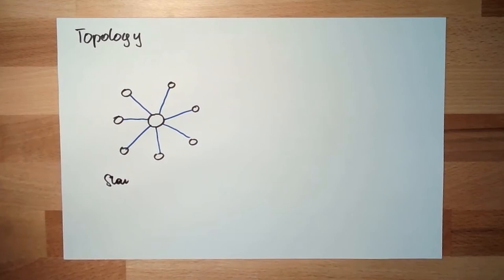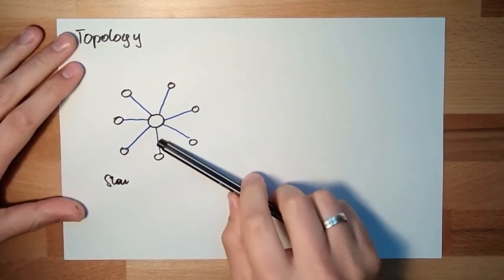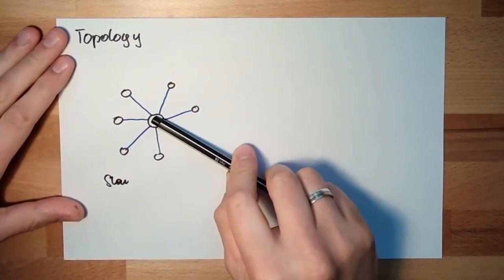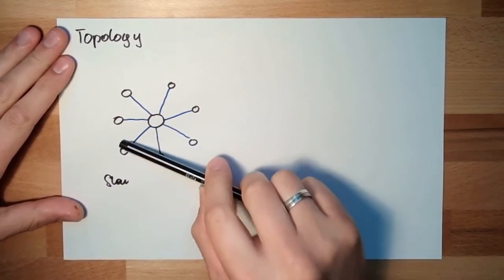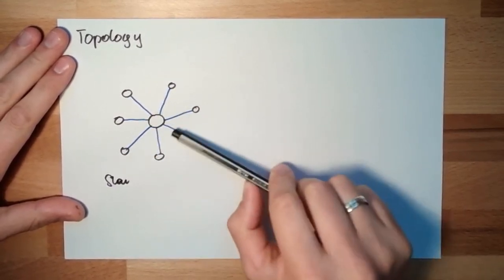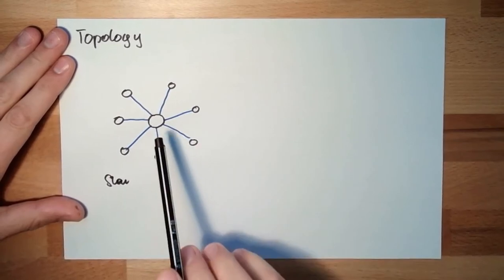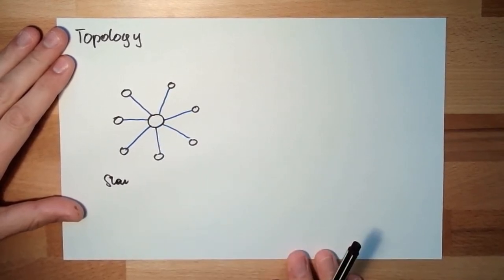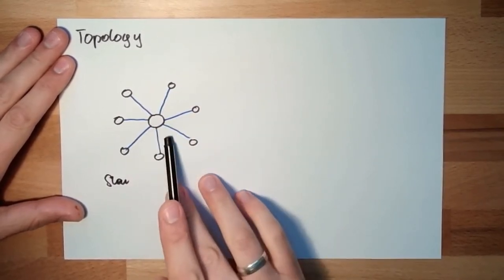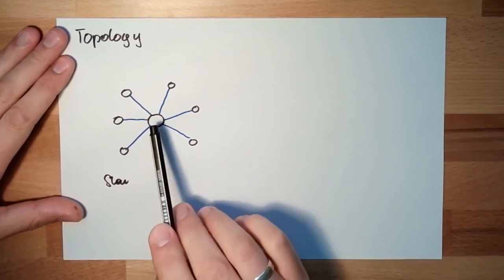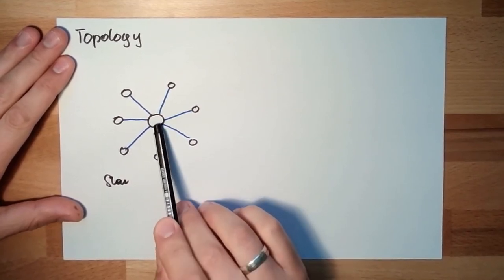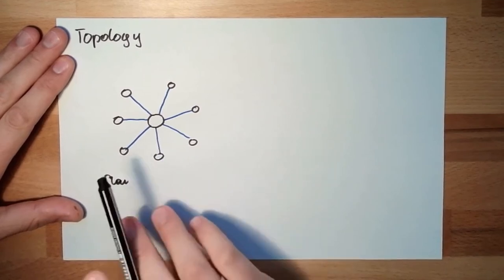The big advantage is that every communication is running over the central node. So if I want to know who is communicating with whom and where is the most traffic, I just have to ask the central node. The central node knows the traffic. But that's also the weakest point of this. If the central node fails, everything is dead.